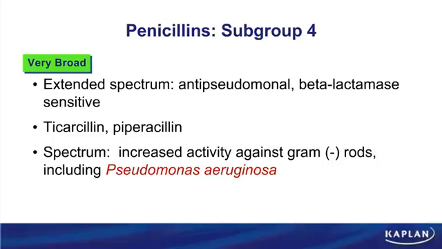What makes these very broad compared to the previous group, which were just broad? Well, this group has an expanded coverage against gram-negative organisms and especially gram-negative rods. So among the 4 groups of penicillins, the anti-pseudomonals are the broadest spectrum. They kill the widest variety of organisms, including gram-positive and gram-negative bacteria.